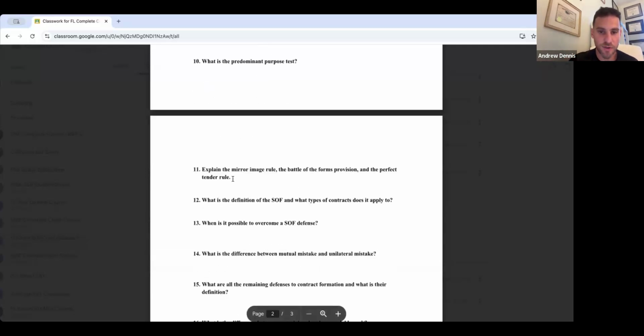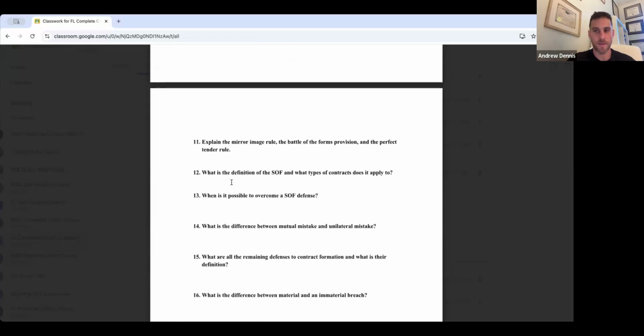The mirror image rule is under common law, where the offer and the acceptance must match exactly. Both the forms we just talked about in the UCC could have an additional term so long as it's not material. And perfect tender: delivery under the UCC must have perfect tender. Under common law, we just need substantial performance.